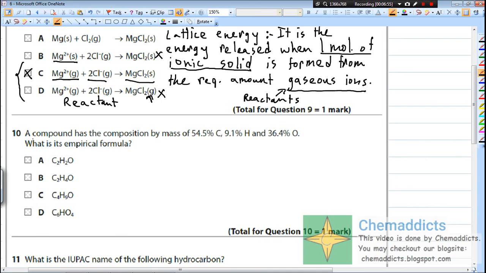At first, let us read the question. A compound has the composition by mass of this. So, composition by mass.